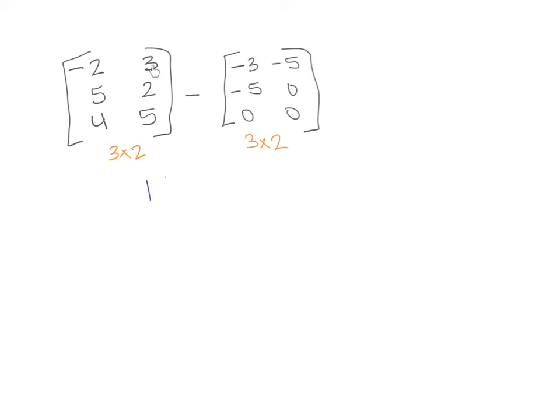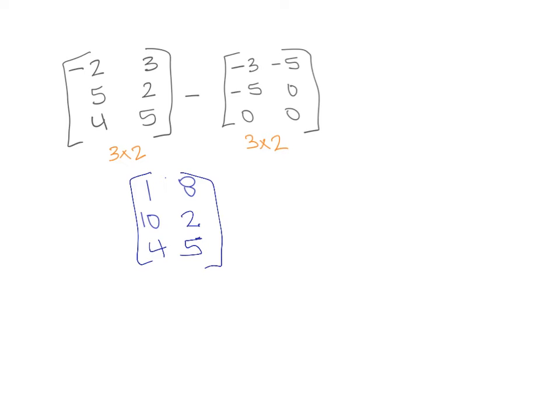Going across, 3 minus a -5 is going to give us 8. In the second row, 5 minus a -5 is going to give us 10. 2, see, there we go again. 2 minus a 0 is going to give us 2. On the bottom, 4 minus 0 is 4, and 5 minus 0 is 5.